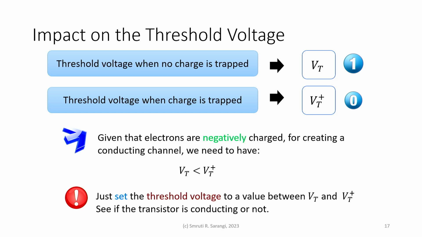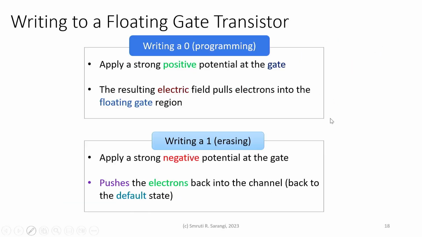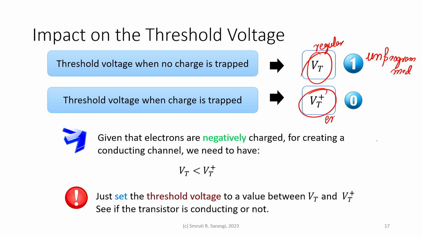So when does a logical 0 happen? It happens when charge is trapped. Where is charge trapped? Charge is trapped in the floating gate. So the threshold voltage when the charge is trapped is Vt plus, which is higher than normal, and the normal threshold voltage is Vt, which is kind of the unprogrammed state, right? This is the regular threshold voltage, and the other one is kind of the enhanced threshold voltage.